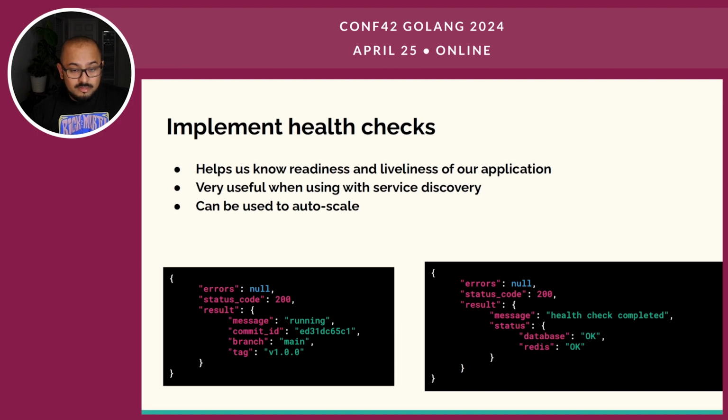So here is the example of the liveness response or health check, where we check whether the server is running or not, with commit ID, branch, and tag. And here we are checking whether the services that the API depends on are okay and the connection is successful or not. This is where we verify whether the application is ready to receive the workload.